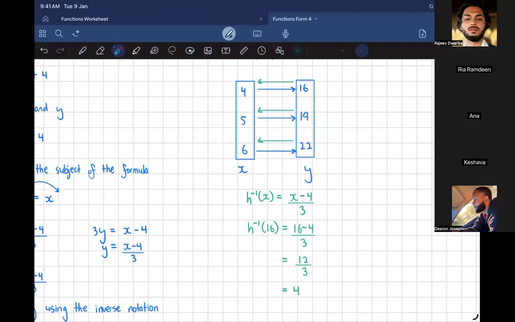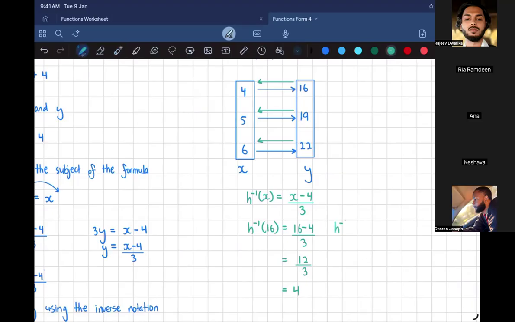Right, Ria. Does it make sense? Yeah. So Ria, a regular function goes from x to y, and I'm saying that the inverse function will go from y to x. So if I put 16, bam, I get 4. So Ria, I want you to pick one that you want to test. You want to test 19 or 22? Which one do you want?